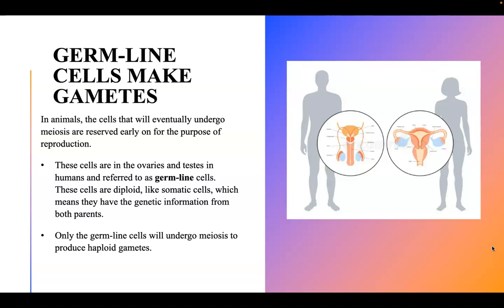So our germline cells are what make the gametes. In animal cells, the cells that will eventually undergo meiosis are saved early on for the purpose of reproduction. And these cells are in the ovaries and testes in humans, and they are referred to as germline cells. These cells are diploid, like our somatic cells, and that means that they have the genetic information from both parents. Only the germline cells are going to undergo meiosis to produce our haploid gametes.